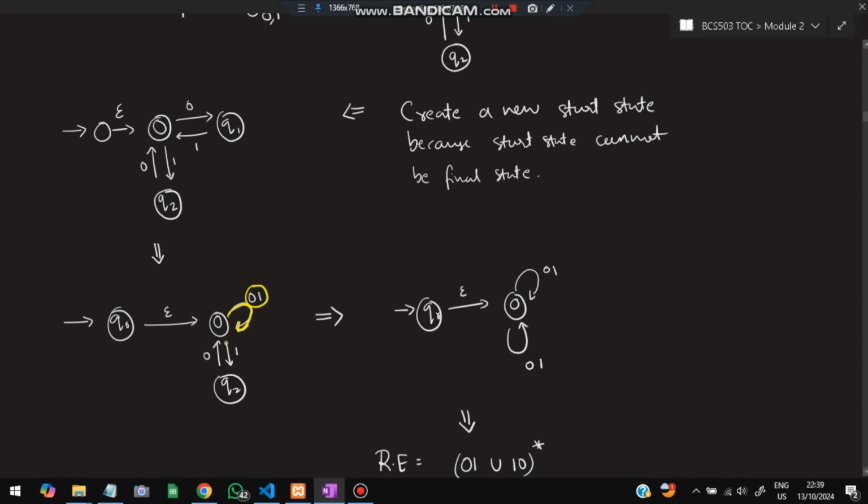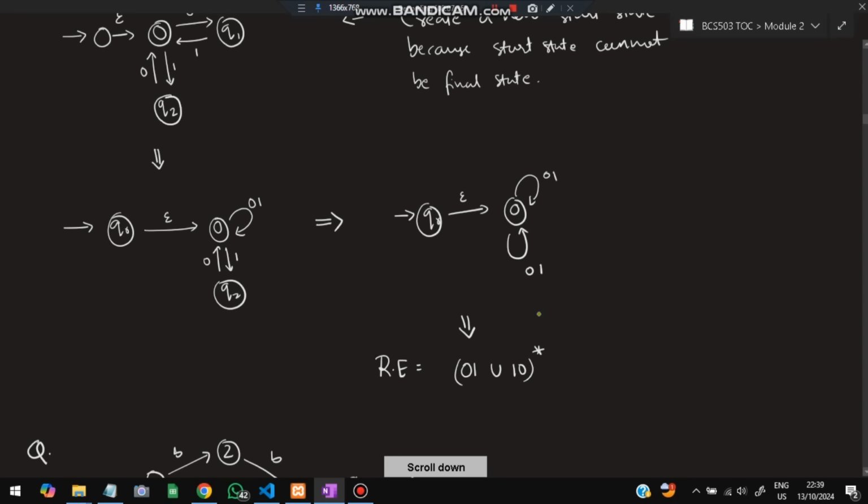Same thing I can do for this also. It is going from 1 and coming to 0. So here also I can write it as 1, 0. Sorry, this is 1, 0, okay? Not 0, 1, it is 1, 0. And if I form a regular expression, it will be 0, 1 from here and 1, 0 from here. Either this or this, and it can be repeated n number of times. So this is how you form the regular expression, and this is the final state here. This is how you convert FSM into regular expression.